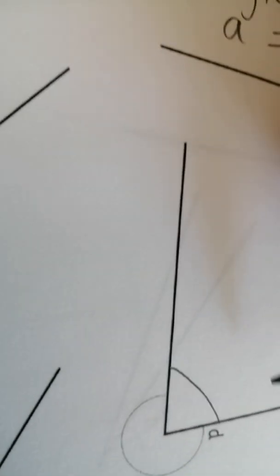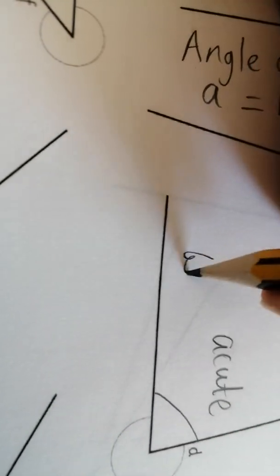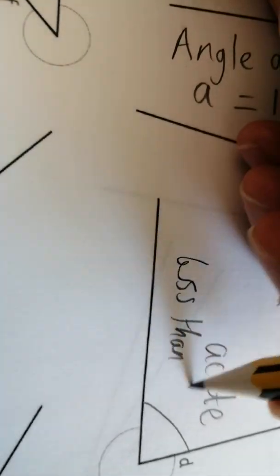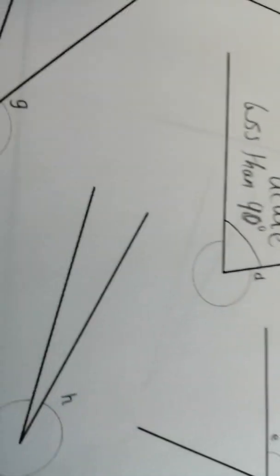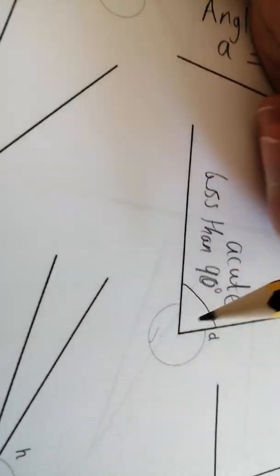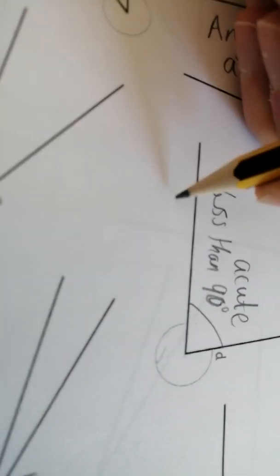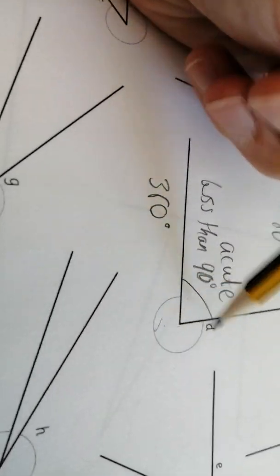Angle D again. So this angle here would be acute. So it would be less than 90 degrees. So say it was around 80 degrees, I guess. So you would work out that it would be 360 take away 80 to work out angle D, because 360 would be the full turn. This angle and this angle added together would be 360 degrees, because that is the full turn, the full rotation, the full amount of space.